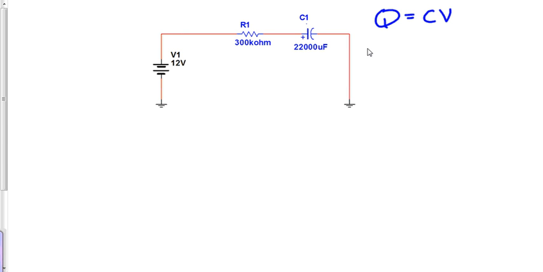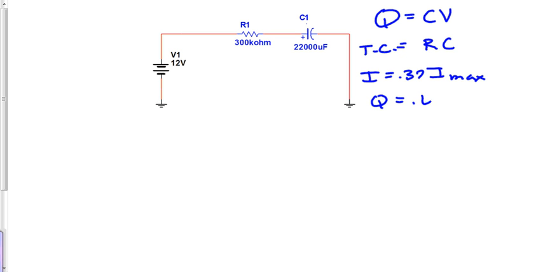And now a new definition: the time constant is the product of resistance and capacitance for an RC circuit. And what's true about current at one time constant? The current is equal to 0.37 times the beginning current, or the maximum current. And then the charge is going to be equal to 0.63 multiplied by Q max, or the maximum charge the capacitor can hold.